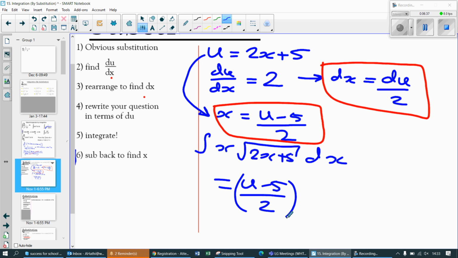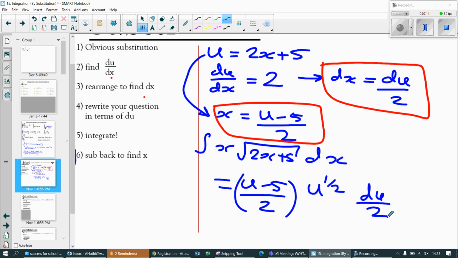Got that bit? Right. What is 2x plus 5 square rooted equal to? Yeah, because 2x plus 5 is u, right? So what would the square root of 2x plus 5 be? Wouldn't it just be square root of u? Okay, and I'm just going to write it like this. You'll see why in a second. That's the square root of u, right? And what's dx equal to? Du over 2.